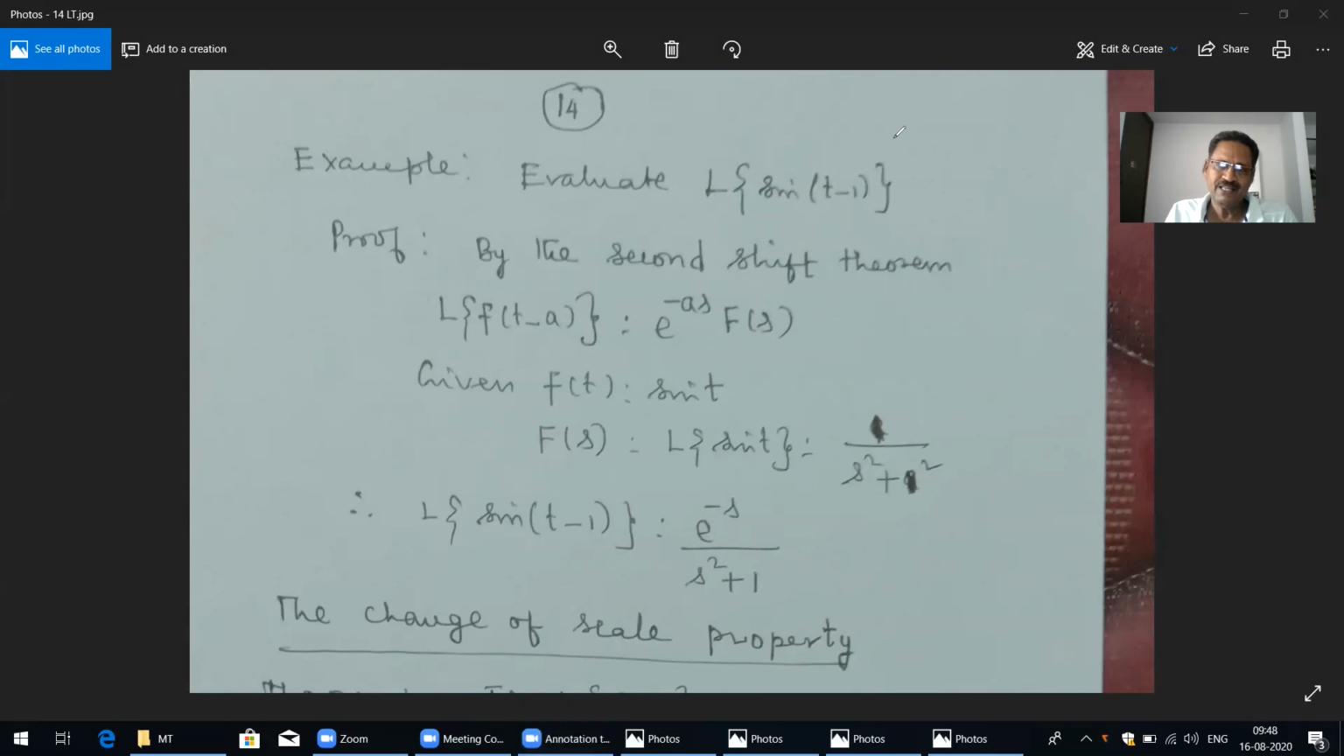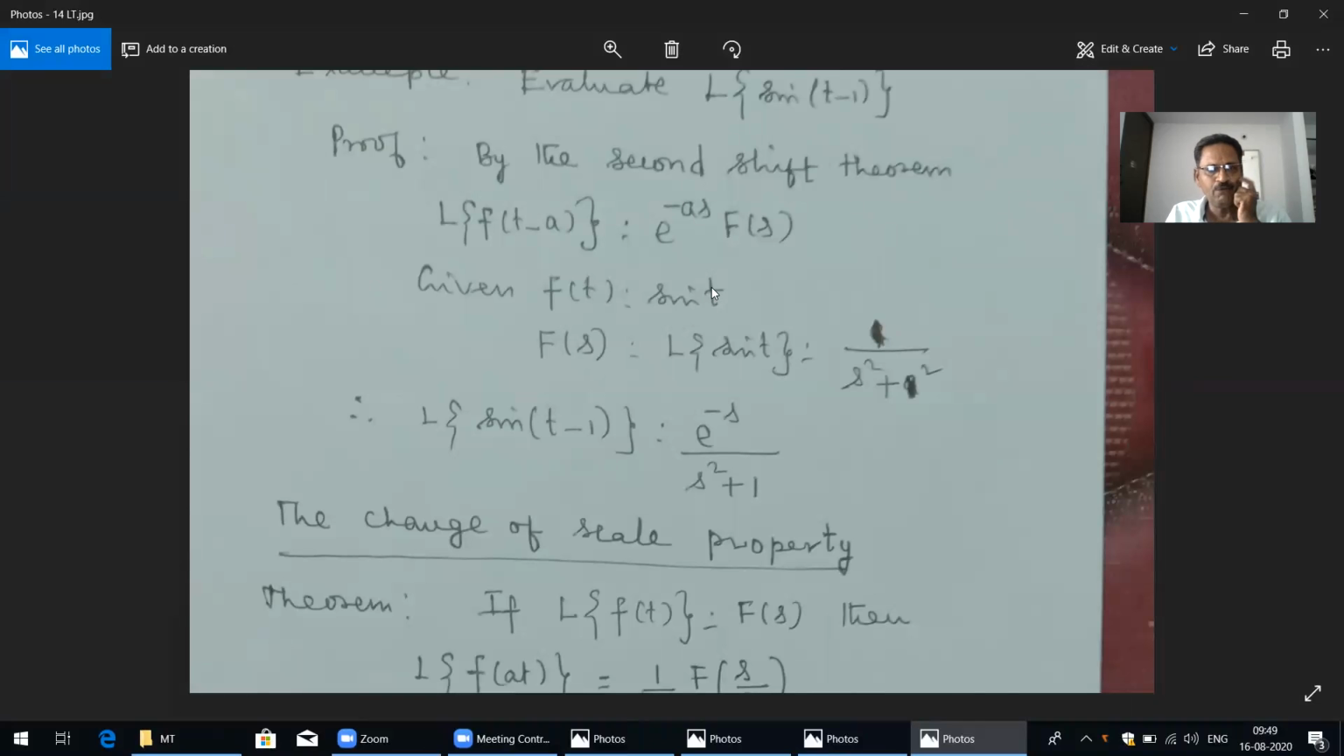Very first, f of t equal to sine t. Then you find the value now. f of s equal to, what's the Laplace transform of sin t? 1 over s squared plus 1. Then what is the formula here? e power minus as into f of s. Then a equal to 1. We are getting Laplace transform of sin t minus 1 equal to e power minus s over s squared plus 1. You clear?